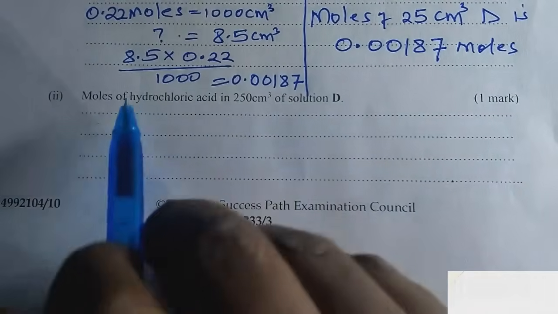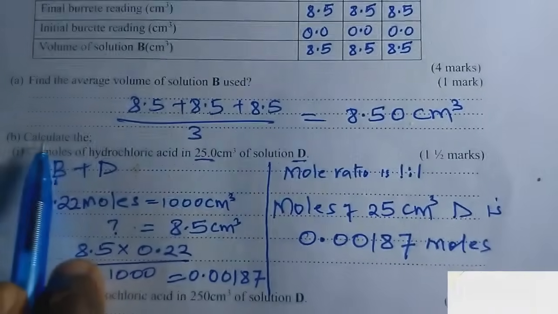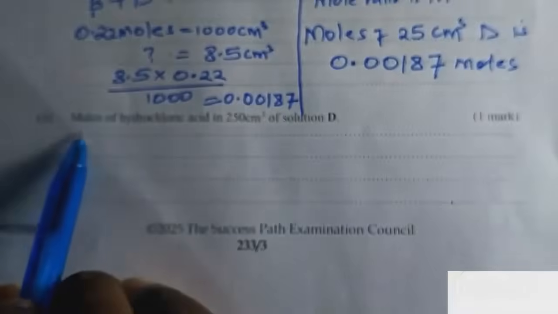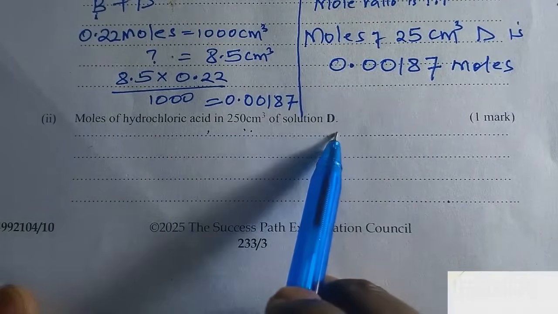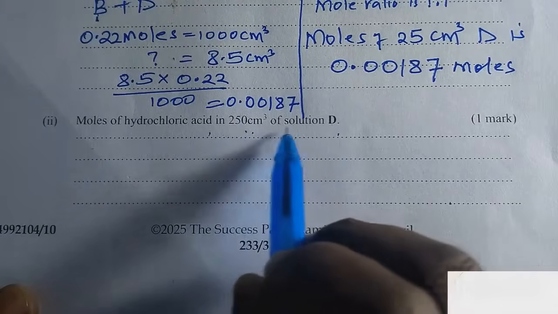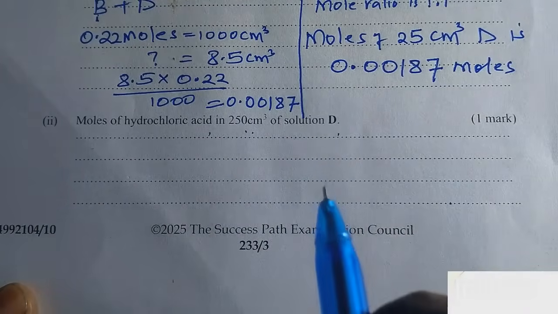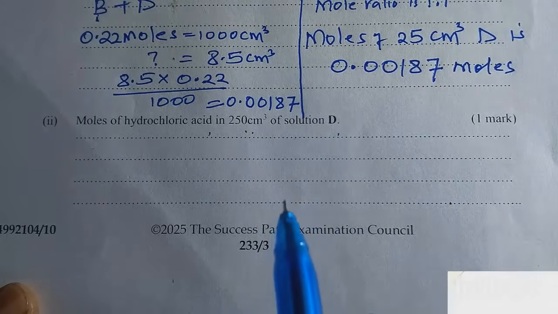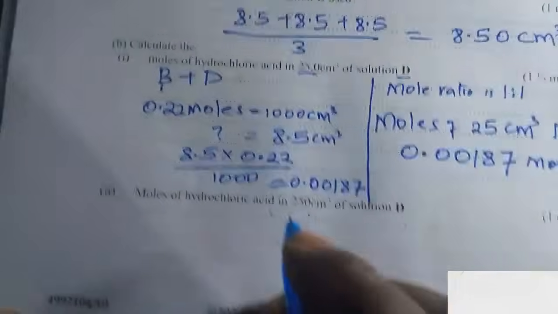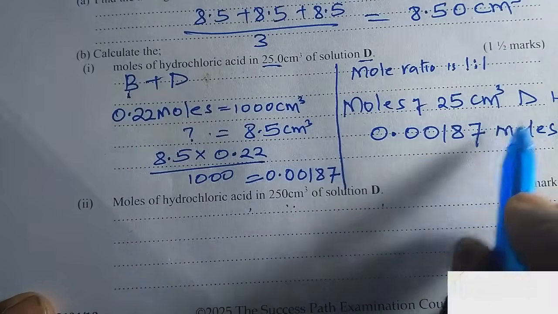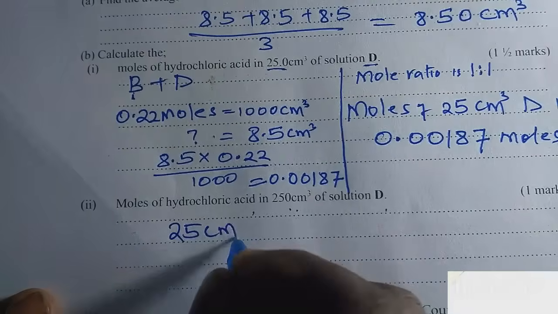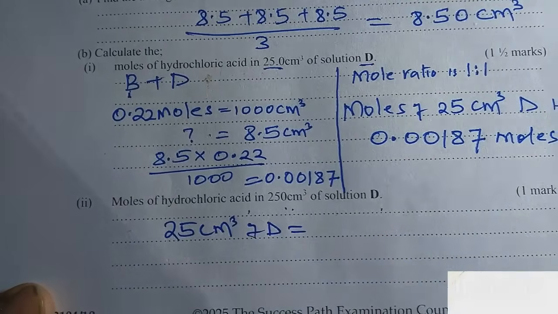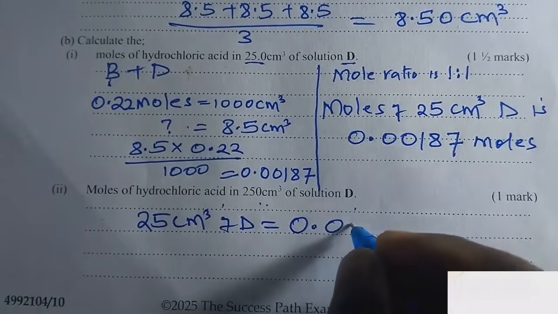Determine or calculate, we start the question here, the moles of acid in the 250 cm³ solution D. So immediately we get the number of moles in 250. We get the number of moles that remained after reacting with solid Q. So we have in 25 cm³ of D, 25 cm³ of D contains 0.00187 moles.